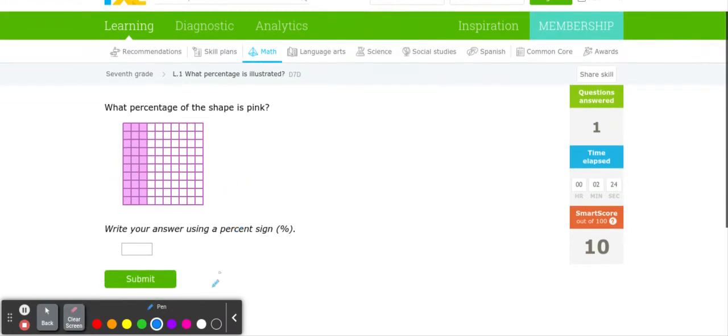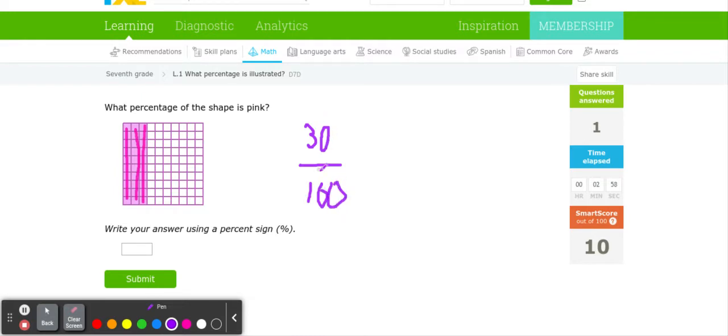Let's try another one. So what percentage of the shape is pink? And in this case, there are no extras, so there are only groups of 10s. So let's count. We have one group of 10, which is this first one. We have another group of 10, which is the second one. And we have another group of 10, which is the third one. This means that in total, we have 30 blocks. And as we know, it's 30 out of 100.